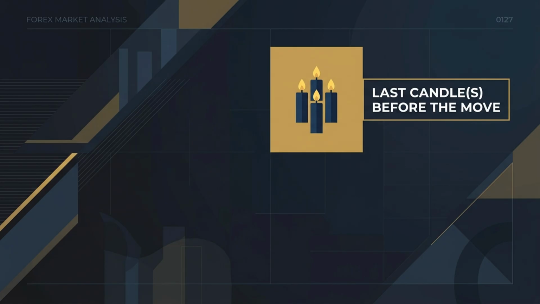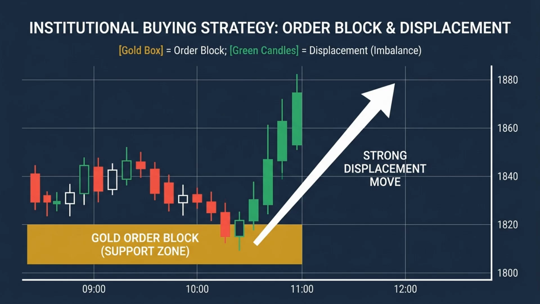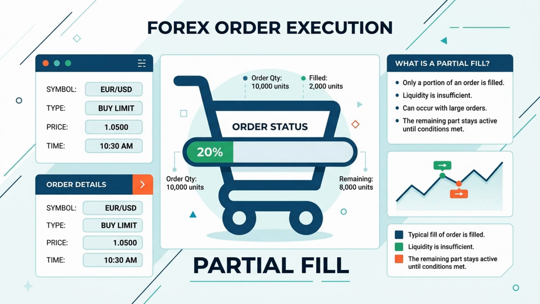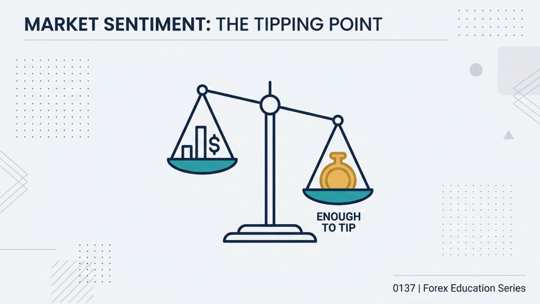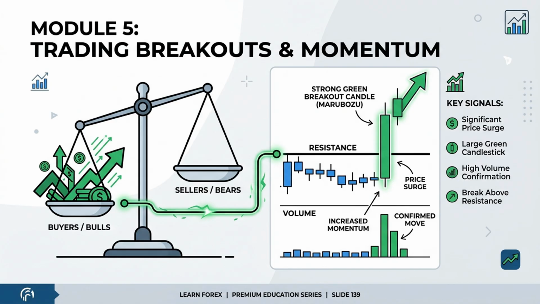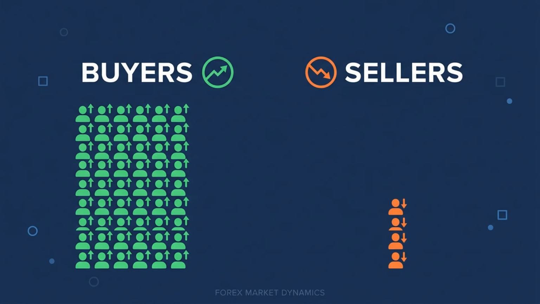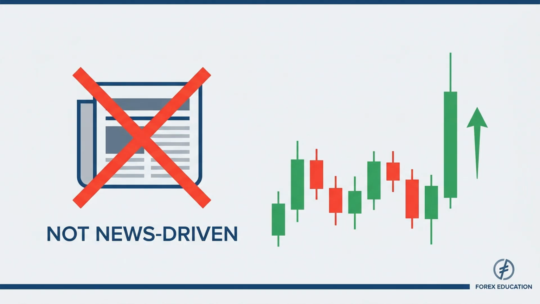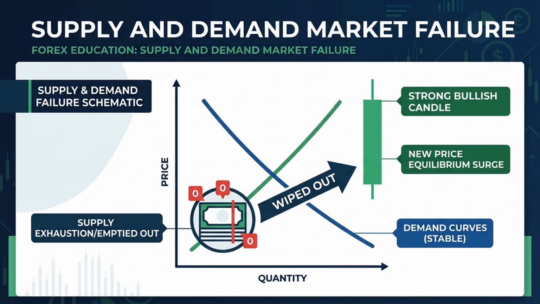The last candle, or cluster of candles, before price makes an aggressive directional move is usually where the bulk of that institutional order got filled. Not the whole order. Just enough to tip the balance. Once the balance tips, the market runs, because now there are far more buyers left waiting than sellers available, or the reverse. Price doesn't move because of news. It moves because supply and demand at that price level just got wiped out.